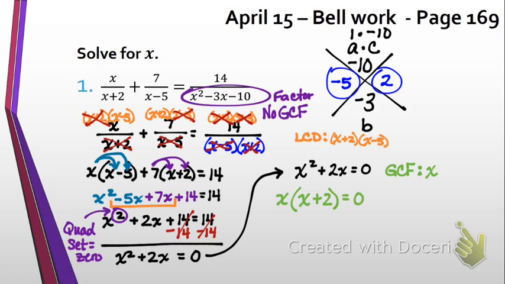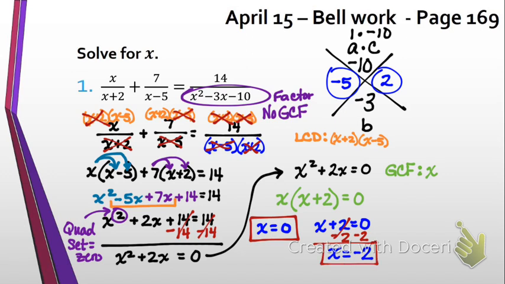Do we still have anything that's squared? No. So do I need to keep factoring? How many factors do I have? 2. What are they? X and X plus 2. We're going to take each factor and set it equal to 0. This one is done. It's got X isolated. What do I need to do to the other one to get X isolated? Minus 2 on both sides. So I get X equals -2.